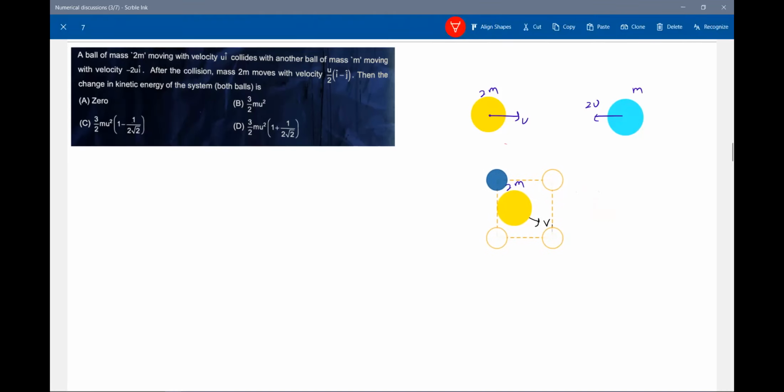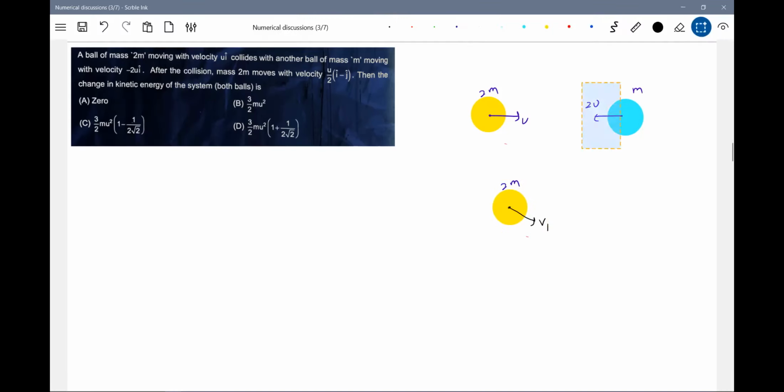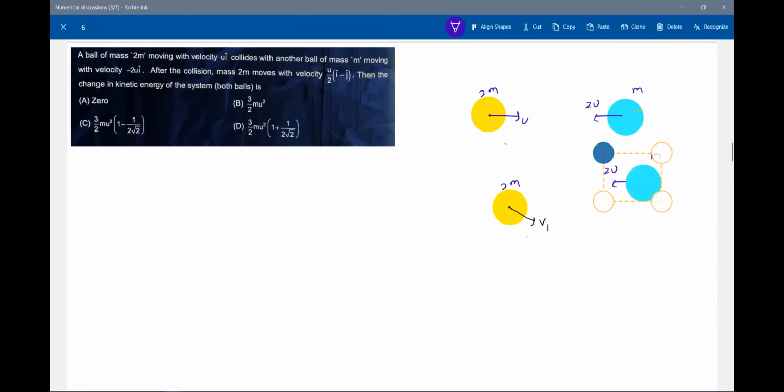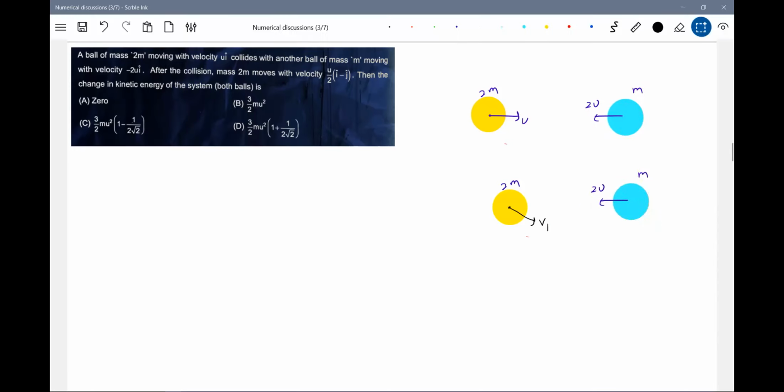I'll put it after collision, before collision. It'll be much easier. How should the other ball move? What is the possible direction it can move? Momentum should be conserved for this.